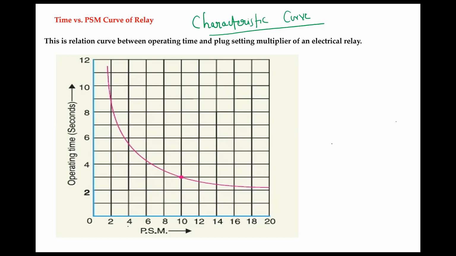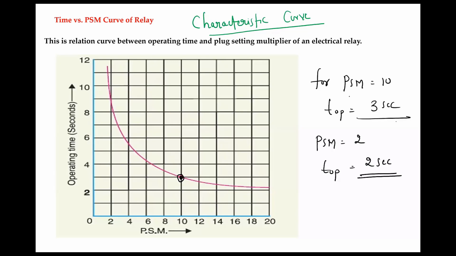For example, for a particular fault at a particular location, if your PSM value is 10, then your operating time from the curve is how much? 3 seconds. Similarly, if your PSM from the curve is 2, then your operating time is approximately how much? It is coming to 2 seconds. So like this, if you know the PSM value, you can directly obtain the operating time from the curve.